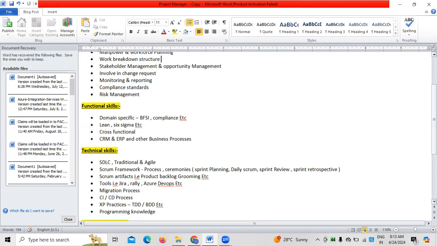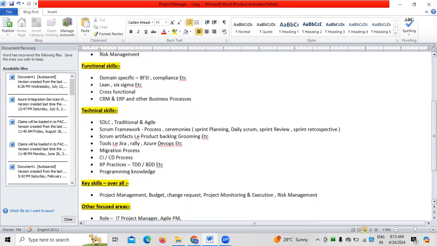Next, technical skills required, because when we are working on IT projects, we need to have knowledge of the software development life cycle. At the same time, traditional and agile, something like the waterfall model, V model, agile. When it comes to agile, some people follow the Scrum framework. Need to understand the process. There are different Scrum ceremonies like sprint planning, daily Scrum, review, retrospectives, and different artifacts like product backlog grooming, right? So this sort of knowledge is required.